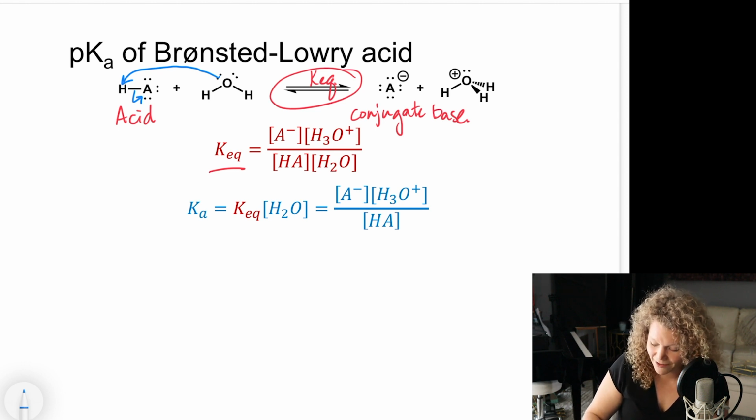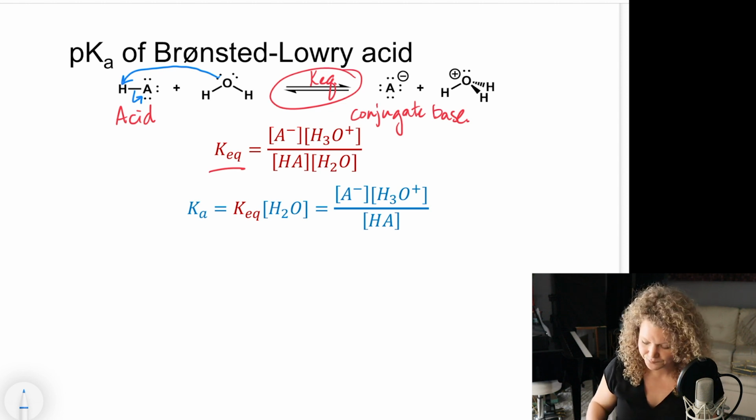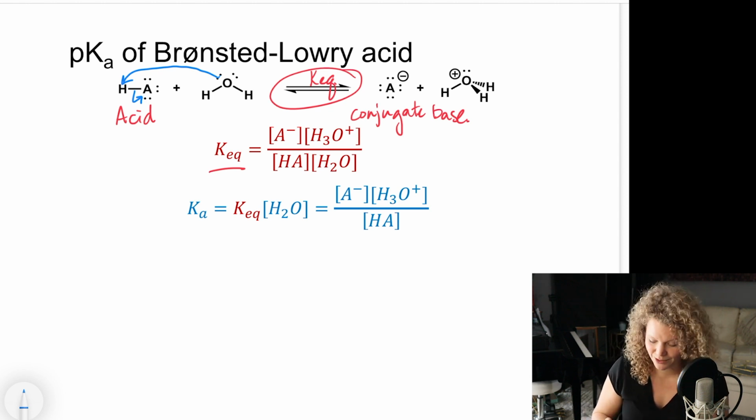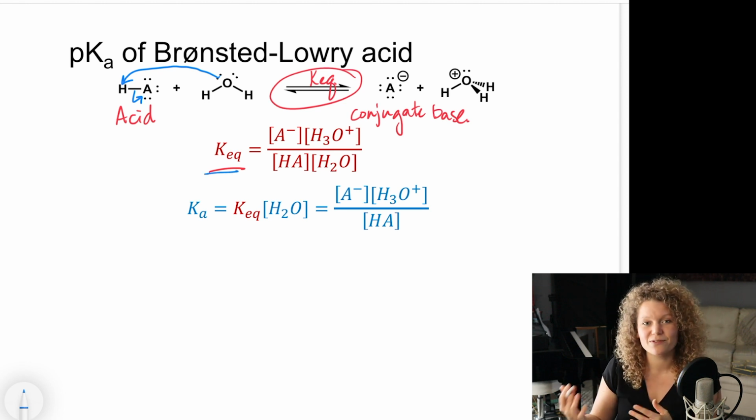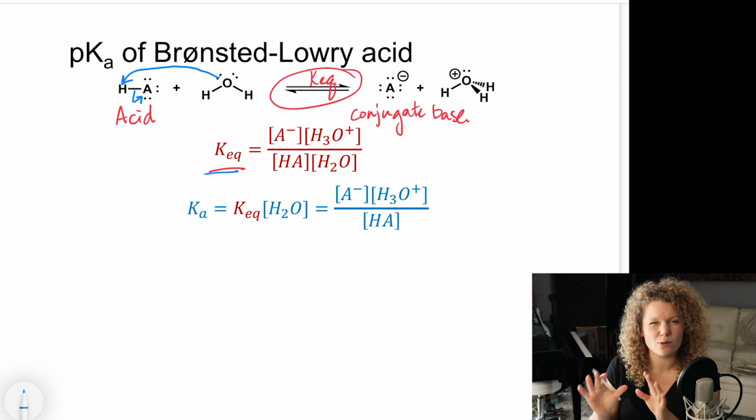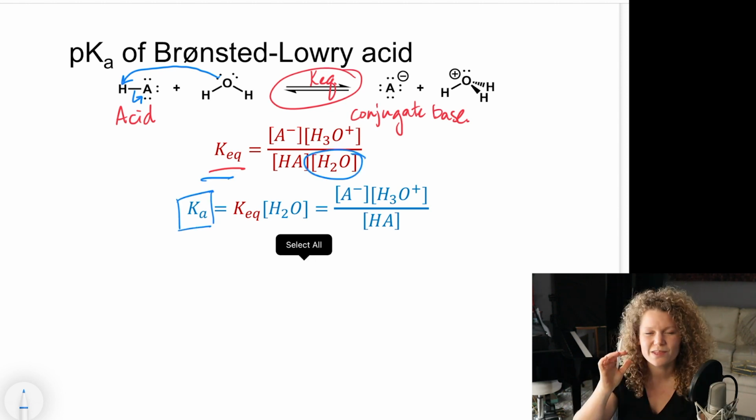And then our water now has picked up another hydrogen. We've lost our lone pair from water, right? So this Bronsted-Lowry acid, this HA, has now donated a proton. The Keq is simply looking at how much of each species we have present and where the equilibrium lies. This reaction is in water, which we know is in excess.